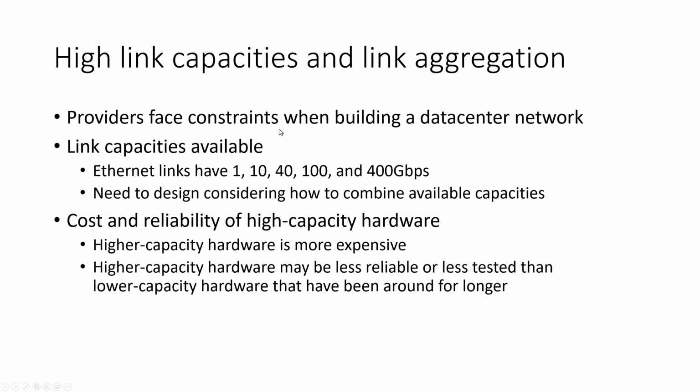Cloud providers face constraints when building a data center network. They need high capacity links if they want to build fat tree topologies, but link capacities are determined by the technology, and most data centers use Ethernet. Ethernet is usually available in 1, 10, 40, 100, and 400 gigabits per second. So providers need to design the data center topologies considering how to combine the available capacities.